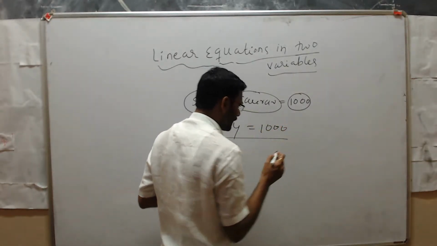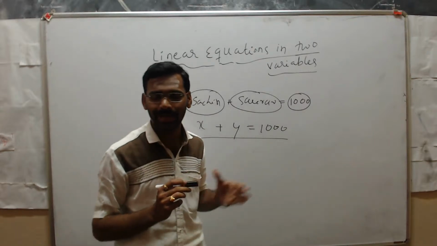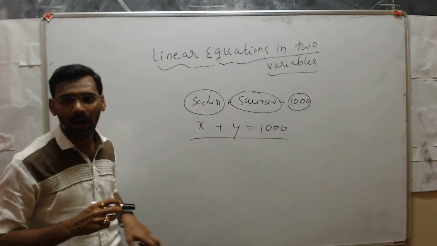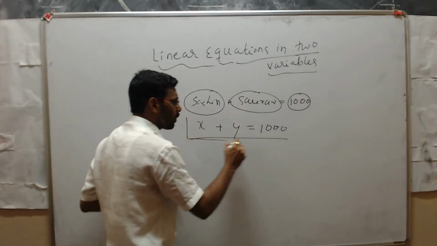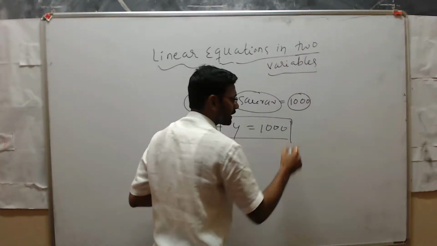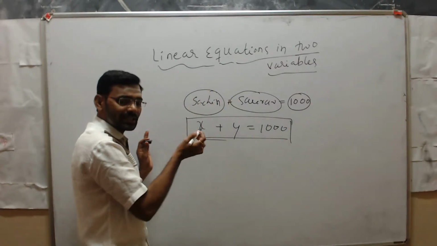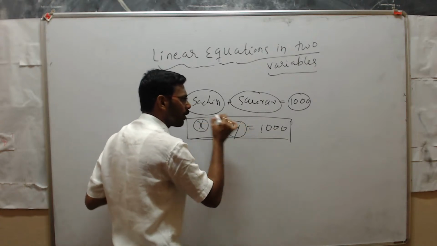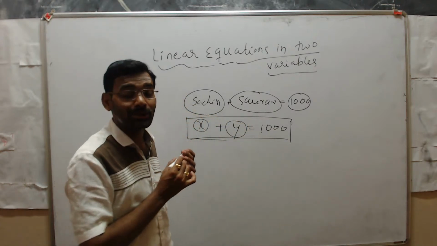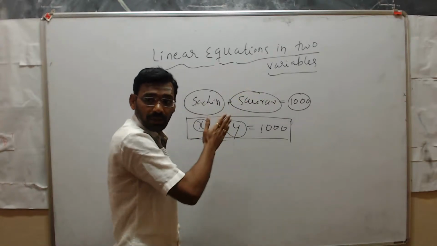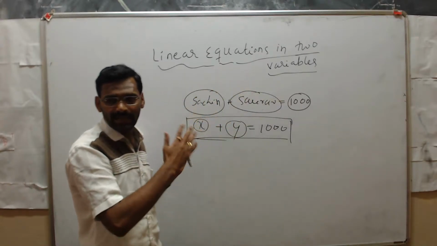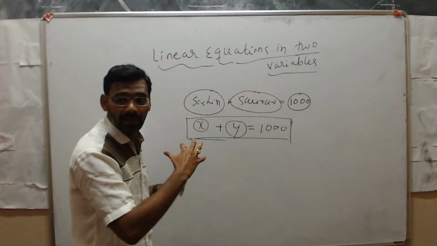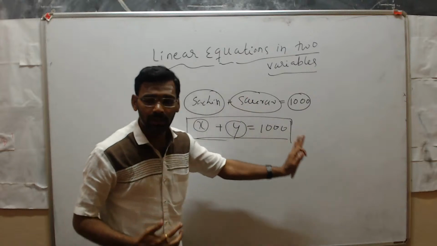1000 rupees. Therefore, x plus y is equal to how much here? 1000. Sachin is considered as x, Saurabh is considered as y. Then x plus y is equal to 1000. How many solutions does this equation have? How many variables here? x and y. Two variables, because there are two different characters. The first character is considered as the first variable, the second character as the second variable. Together, we add x plus y is equal to 1000.